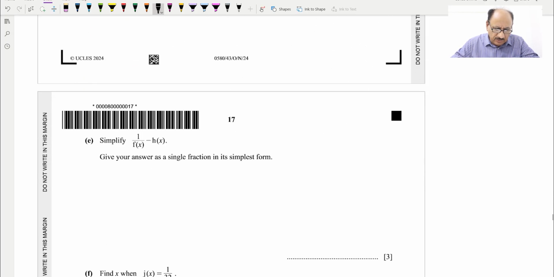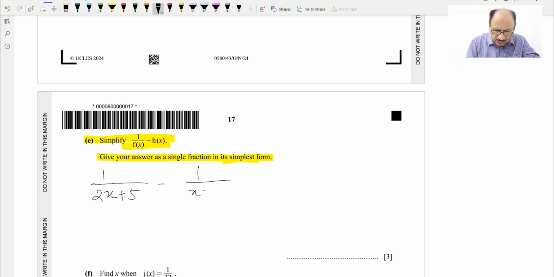Next part is E part. We need to simplify this one. Give your answer as a single fraction in simplest form. 1 over f of x, 1 over f of x is 2x plus 5, and minus h of x, which we know is 1 over x plus 1. So now we need to write it as a single fraction. So we'll make the fraction: 2x plus 5 into x plus 1, and we will be multiplying 1 with x plus 1. So here it will be x plus 1 and minus 1 into 2x plus 5.